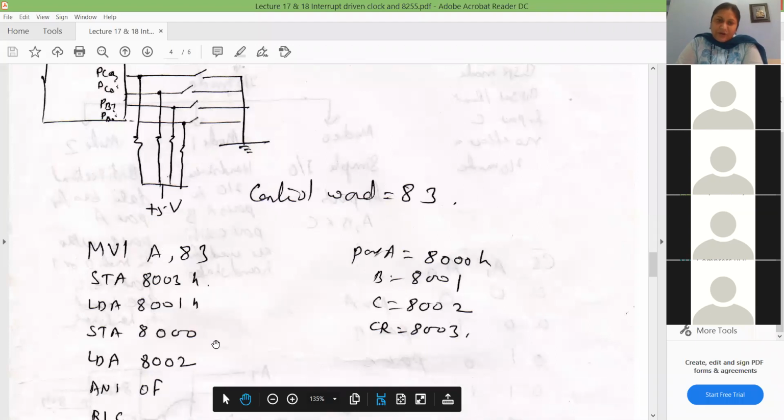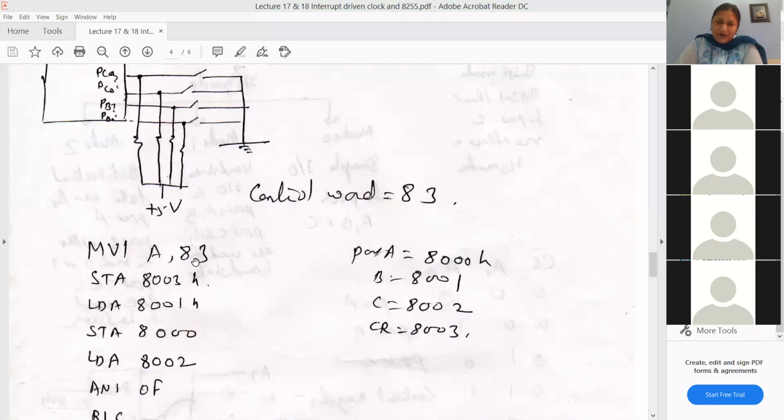So the very first statement is that I have to put the control word into the accumulator so that it can be put onto the control register. So what is the control word which I have designed? It is 83. So 83 has to go to the accumulator. Then from there it should go to the control register.